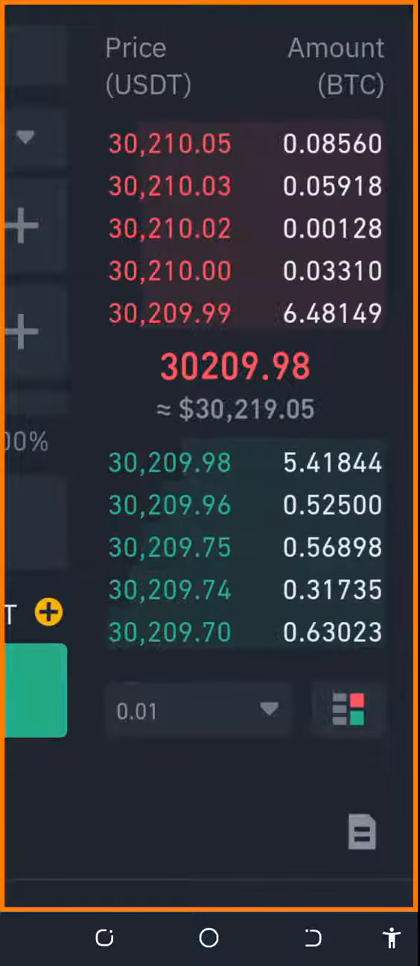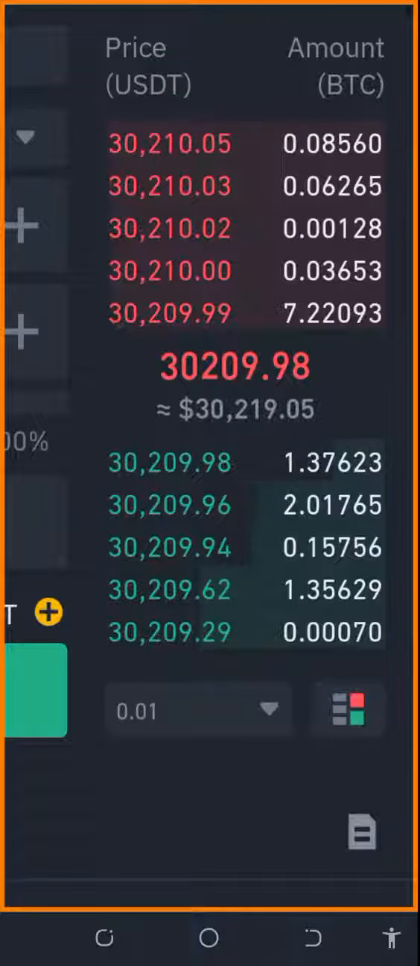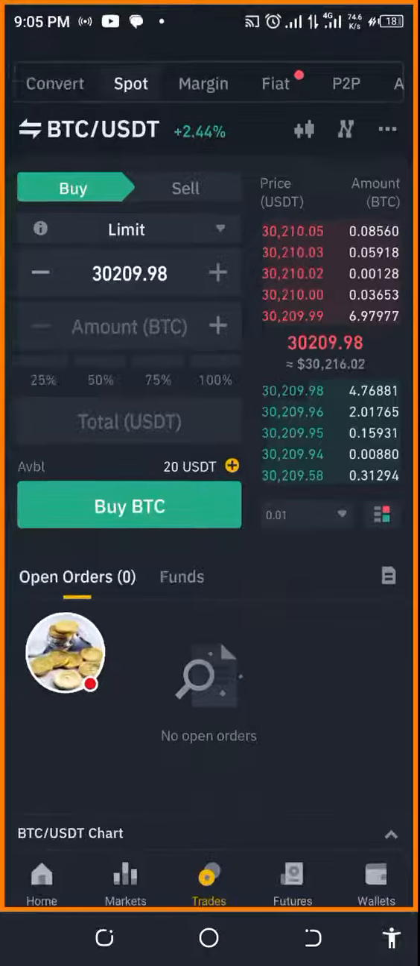I will be able to know. Let's go and check. Okay, now you can see here. Can you see what's going on? Can you see that BTC USDT is moving? So it's not my internet. I thought it was my internet. Okay, so let's go back.